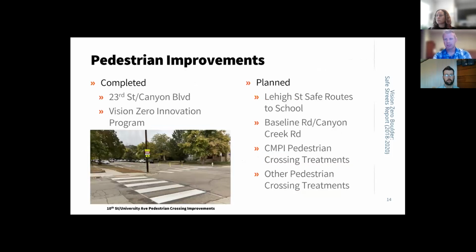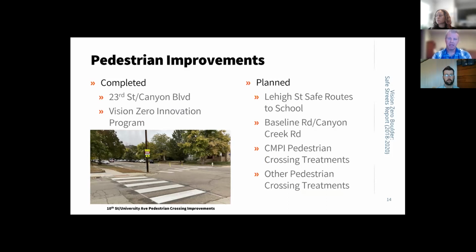Next slide, please. And as I mentioned, we have had a few pedestrian improvement projects that were completed recently, and many more that are in the works, either for next year or 2023. We installed an RRFB at 23rd and Canyon, and we also installed a number of projects this year through our Vision Innovation Program. And those were projects that use paint and plastic delineators to form curb extensions, pedestrian refuge islands, and other traffic calming type treatments.